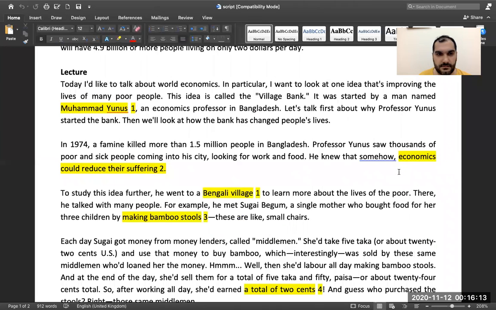Okay, and why was the bank started? Because he thought the economics could reduce their suffering, their suffering as a result of famine, and they got sick and they became poorer.